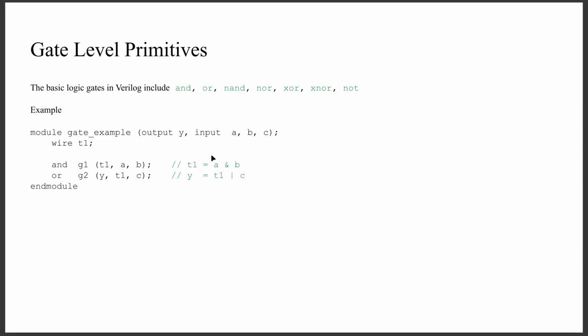Gate level primitives. The basic logic gates in Verilog include AND, OR, NAND, NOR, XOR, XNOR, and NOT. Example. In this gate example, we use AND G1, where we get T1 equal to A and B, and OR G2, where Y will be equal to T1 or C.